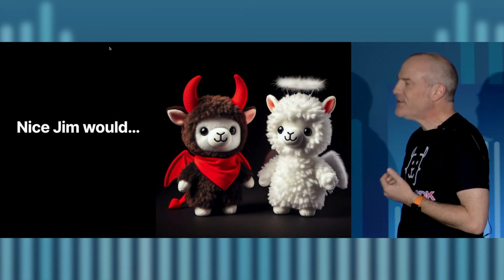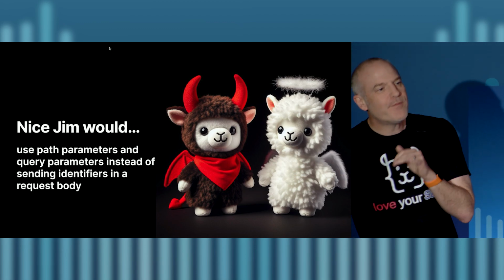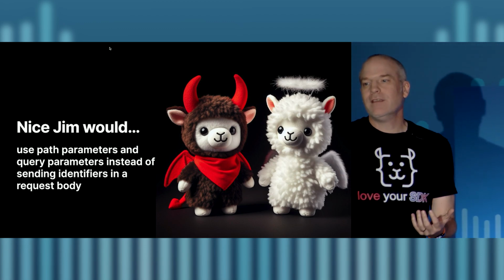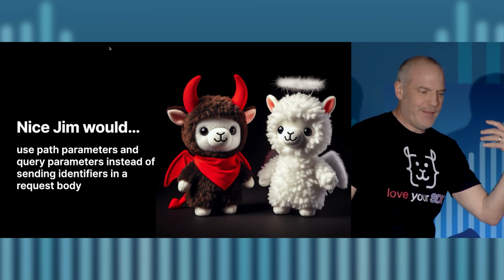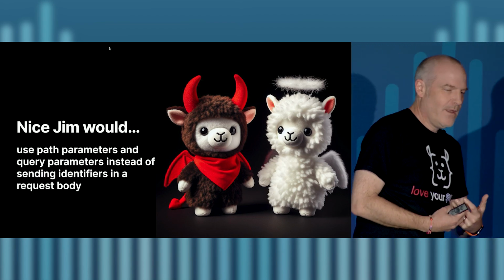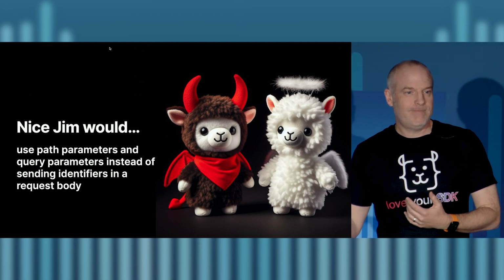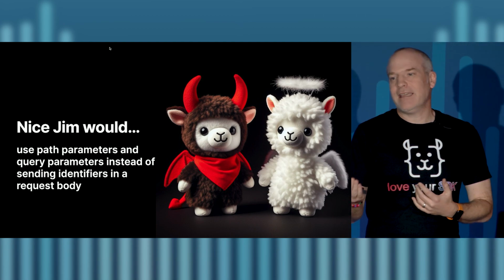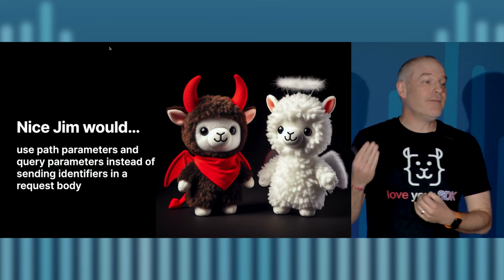How would Nice Jim do this properly? Well, path parameters, these are what we use to indicate the resource that we're interested in. When we're making an API call, when we go to /ticket, if we want a particular ticket, you would put a path parameter in there to define what that ticket is. We would go /ticket/1. That gives me ticket number 1. /ticket/4 gives me ticket number 4. That is a path parameter. That's the right way to do it.